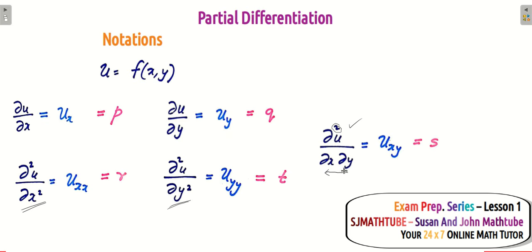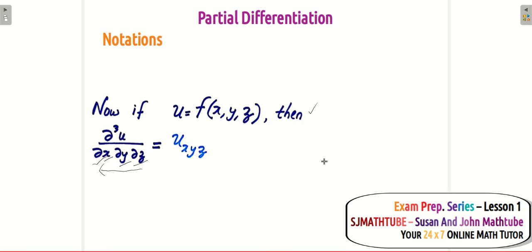But this is slightly different, and I have put one arrow over here. This 2 refers to the second order derivative, but you have to start from right to left. That is, you find the partial derivative with respect to y, and then differentiate that expression with respect to x.